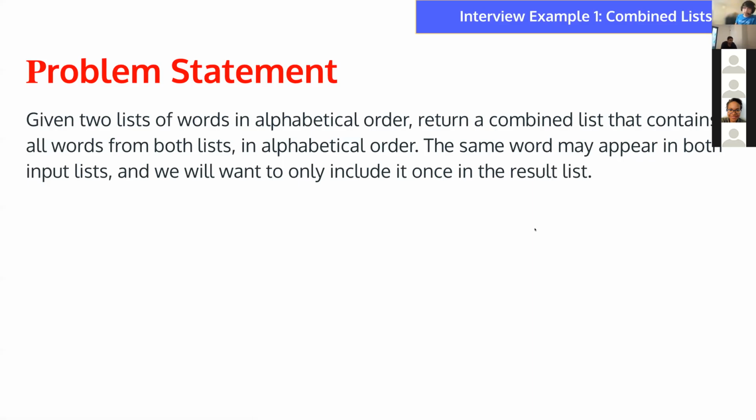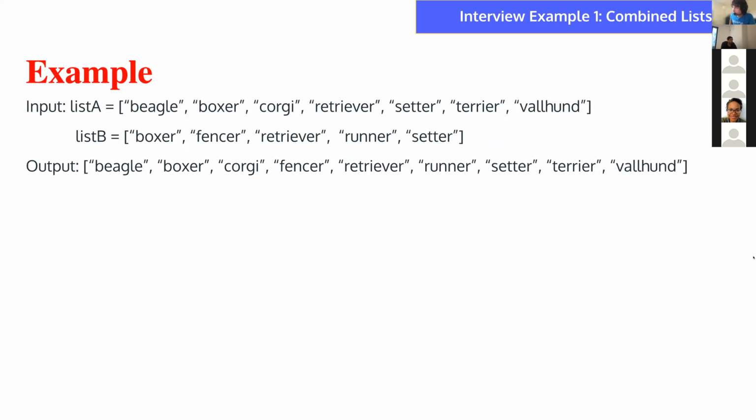So the problem statement here is that our goal is to make a combined list from two lists. If we are given two lists of words in alphabetical order, we want to return a new combined list that contains all the words from both lists and is also in alphabetical order. Worth knowing is that the same word may appear in both of the input lists, and if it does, we only want to include it once in the result list. So let's look at an example of what this means.